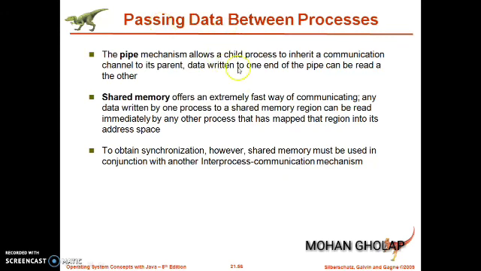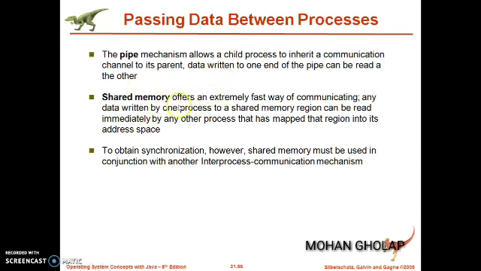So how exactly does the passing of data take place between the processes? Here you have two mechanisms. One is the pipe, another one is shared memory. The pipe is very simple. It's like your water pipe. On one side you put the data and on the other side the data is taken off. The pipe mechanism allows a child process to inherit a communication channel to its parent; data written to one end of the pipe can be read at the other. That's what I told you, it's like your water pipe.